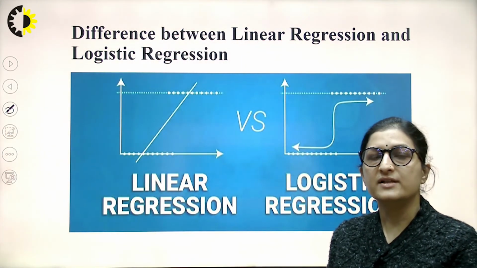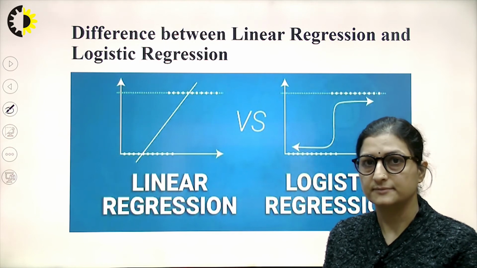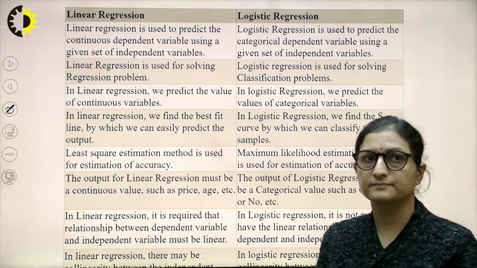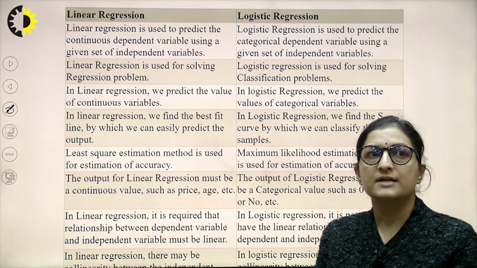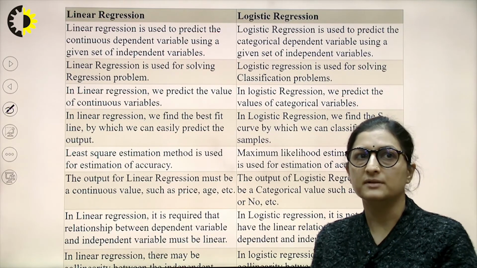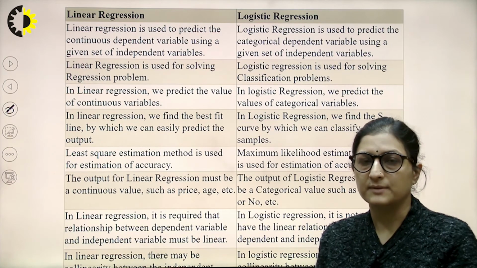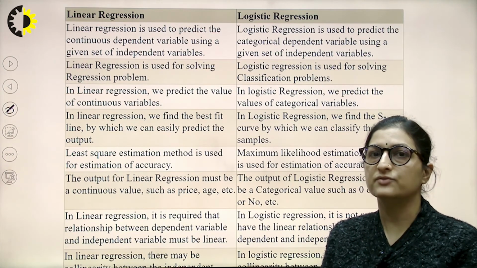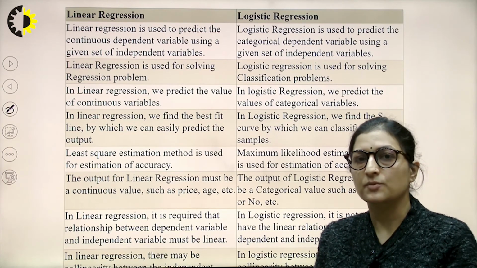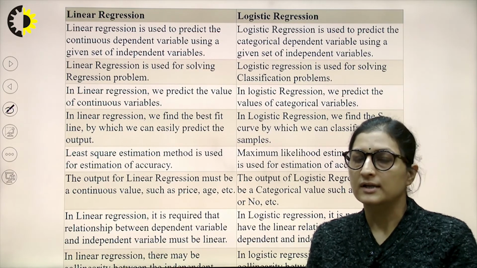So, what is the difference between linear regression and logistic regression? Let us discuss that. Linear regression, as we have seen, is used to predict the continuous dependent variable using a set of independent variables. If I have to make a prediction for a continuous variable, which is like a numeric quantity and can assume any value, then I would go for a linear regression technique.